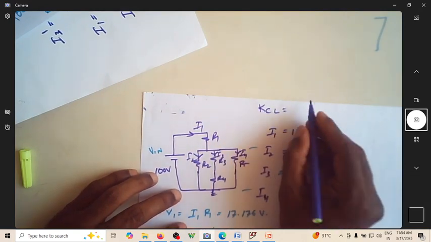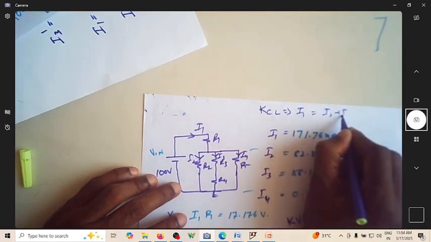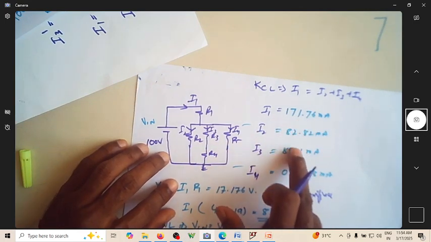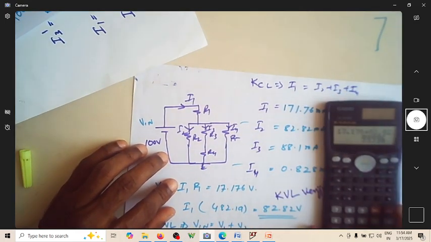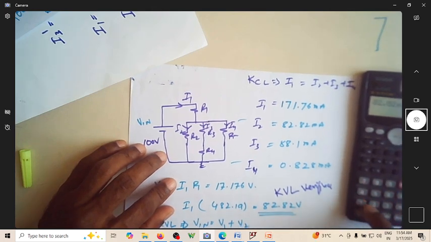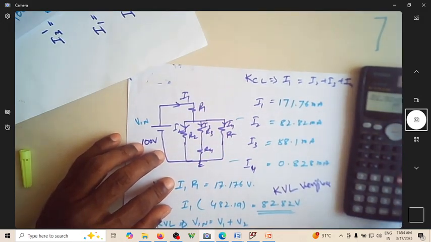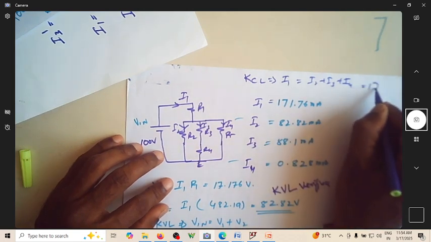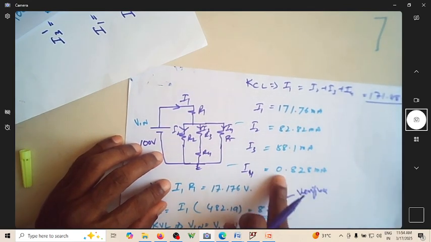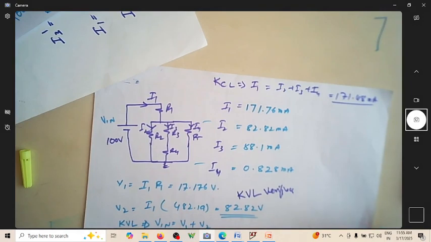So coming to KCL, what does your KCL say? Your KCL says current I1 is equal to I2 plus I3 plus I4. So it is 171 is equal to this plus this plus this. So it is 82.82 plus 88.1 plus 0.828. Because all of them are in milli, let me note. Can you see it is 171.48 milliamperes. This is your I2 plus I3 plus I4, which is almost very close to it. So there is a small variation because of truncating the values.